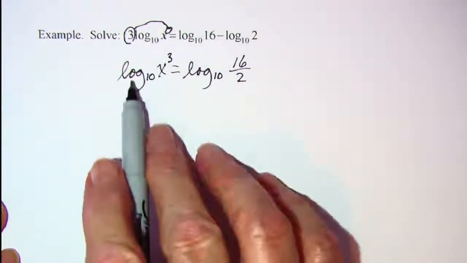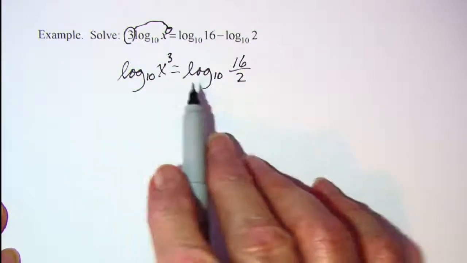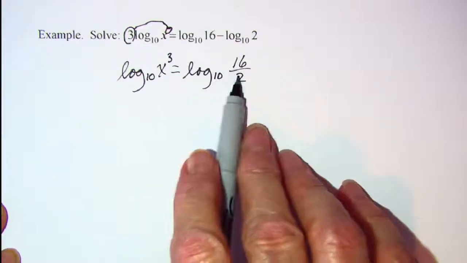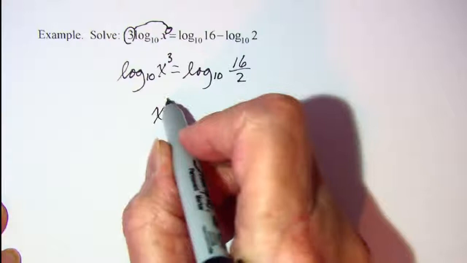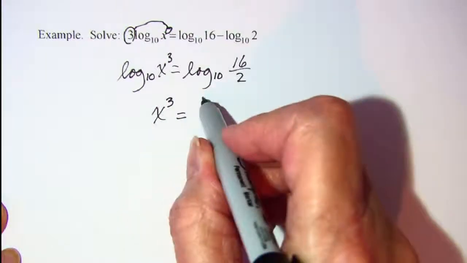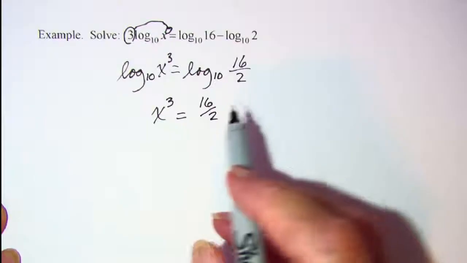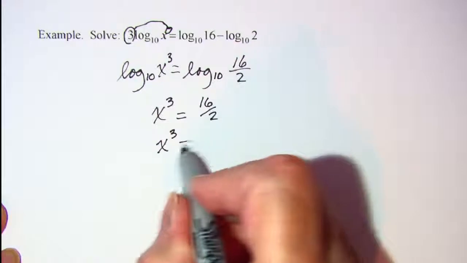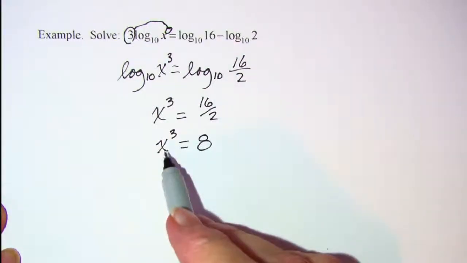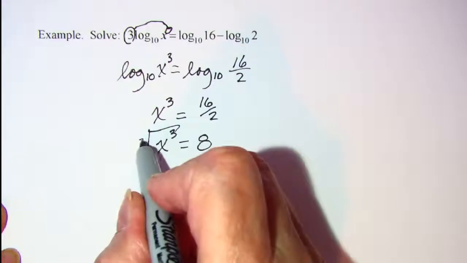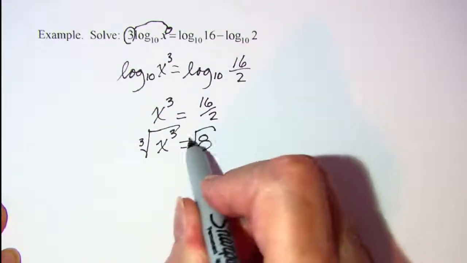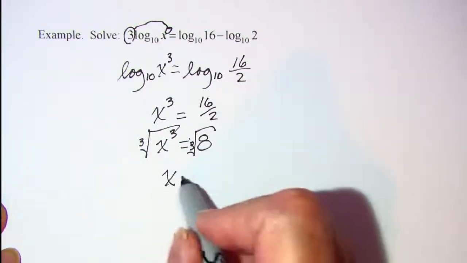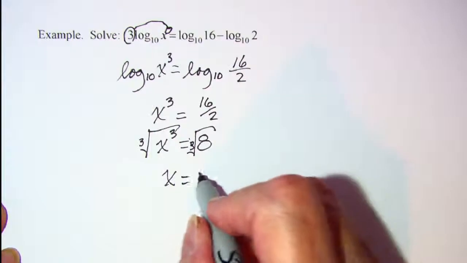So now that we have a log on the left side and a log on the right side, we can say that the arguments are equal. So we have x cubed is equal to 16 divided by 2. Well, 16 divided by 2 is 8. So now we just need to cube root both sides. The cube root of x cubed is x, and the cube root of 8 is 2.